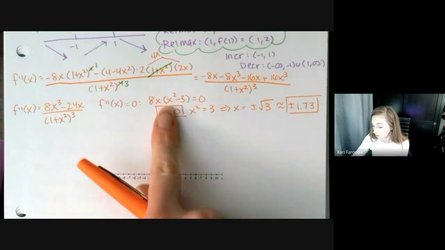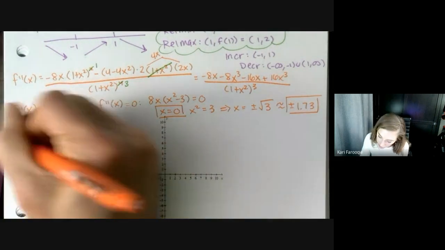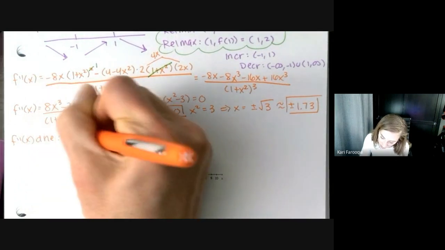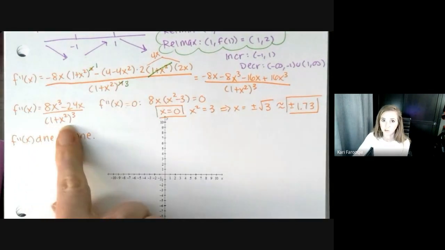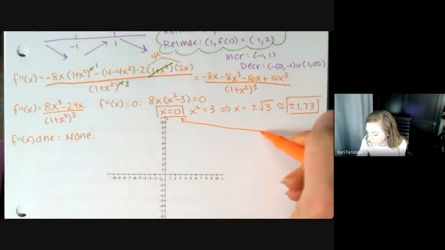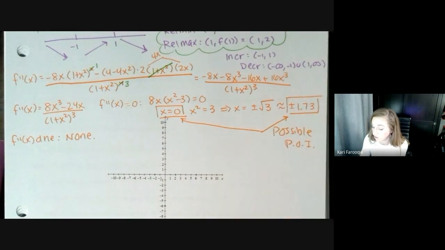So you actually have 1, 2, 3 possible points of inflection. We'll know their actual points of inflection if the concavity changes there. Now, as far as our denominator, f double prime of x does not exist. Well, that's going to be another none situation because 1 plus x squared cannot be equal to 0. So we have possible points of inflection here and here. If the concavity changes at these points, we'll upgrade them to points of inflection, and then we'll list them as ordered pairs on our page.